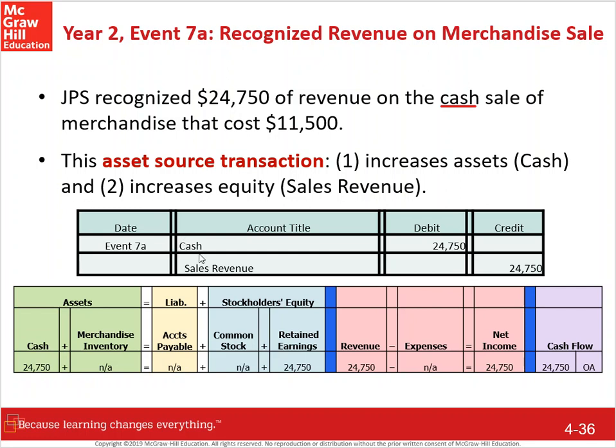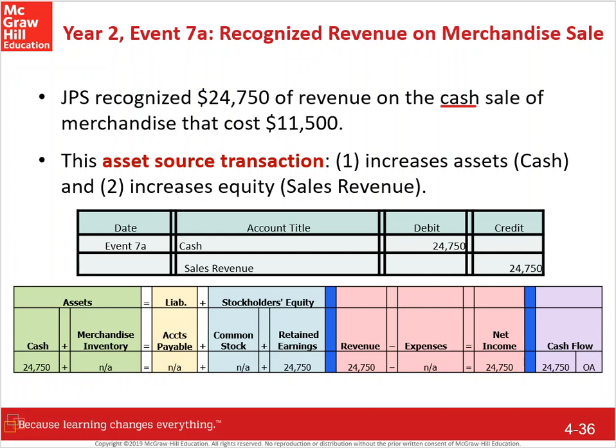So we're going to debit cash, making it go up, and we're going to credit sales revenue, making our revenue go up. So we see both sides of the accounting equation increasing. Assets go up with cash. Equity's going up because retained earnings is going up because we have revenue, and our cash flow is OA.